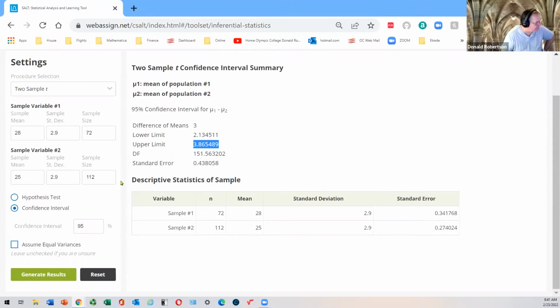Now there's lots of other stuff in here. For instance, there's the standard error for each one separately. You might think, how did that degree of freedom turn into that weird number? Why isn't it 184? Why is it not 183? Why is it 151?